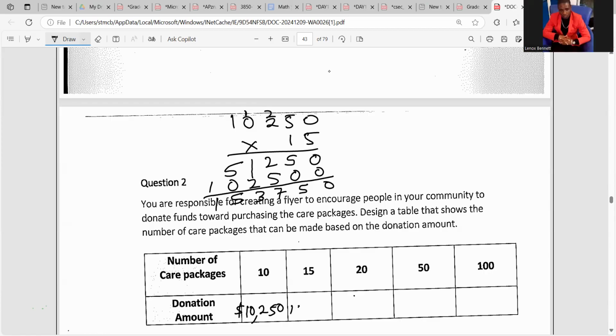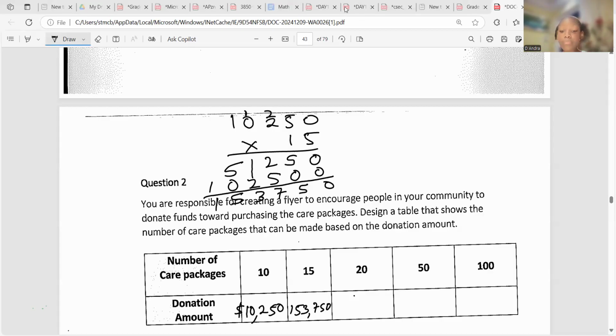So I should put 153,750 here. Sir, yes, sir. Are you going to put a comma between the 3 and the 7? All right. So you want to continue for 20 or someone? I can give another person. I'll continue for 20. And 2 other persons can do 50 and 100.